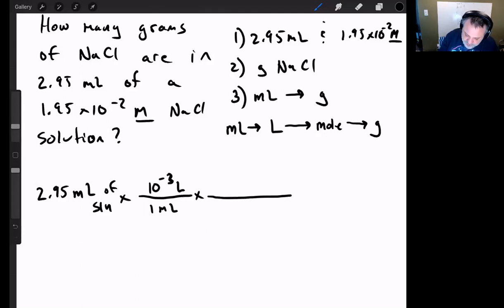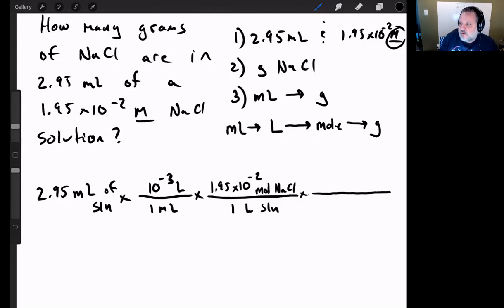The molarity was given to us as 1.95 times 10 to the negative 2. And this is where I'm going to write things out. I'm going to take the symbol, and I'm actually going to write out what it means. It means that there's that many moles of sodium chloride for every 1 liter of the solution. And then from before, we already identified that there is 1 mole of sodium chloride for every 58.44 grams of sodium chloride.